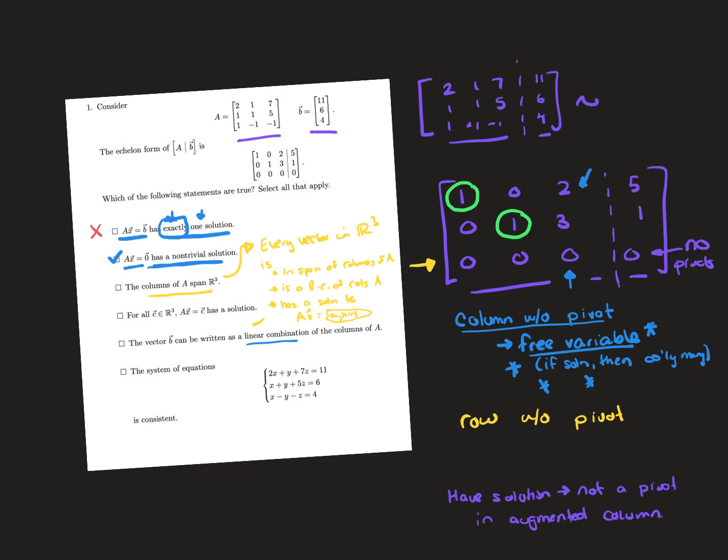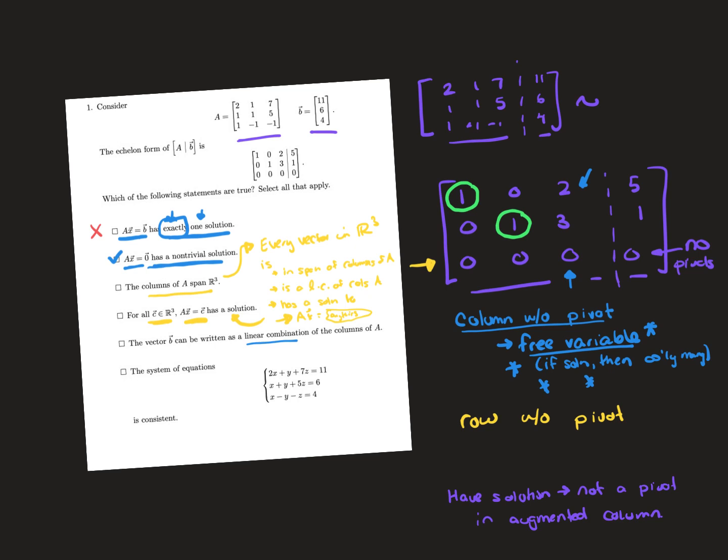Let's look at the one below it as well. For all C in R3, Ax equals C has a solution. That's exactly what I said right here. So in fact, that's really a definition that the columns of A span R3. So either these two are going to be true at the same time or they're going to be false at the same time. Okay, so what are we thinking about?